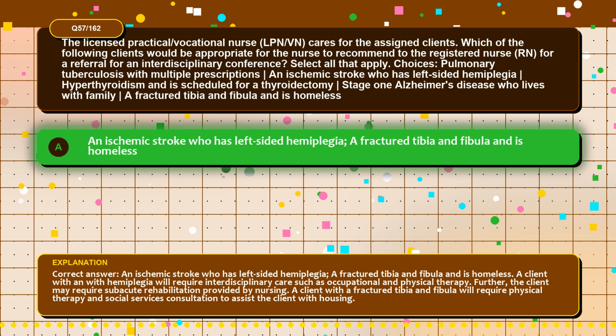A client with hemiplegia will require interdisciplinary care such as occupational and physical therapy. Further, the client may require subacute rehabilitation provided by nursing. A client with fractured tibia and fibula will require physical therapy and social services consultation to assist the client with housing.